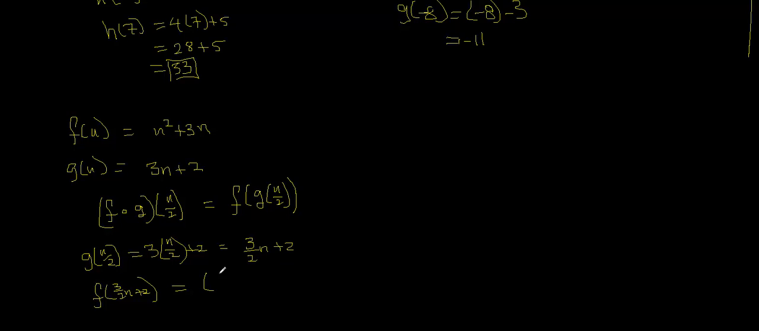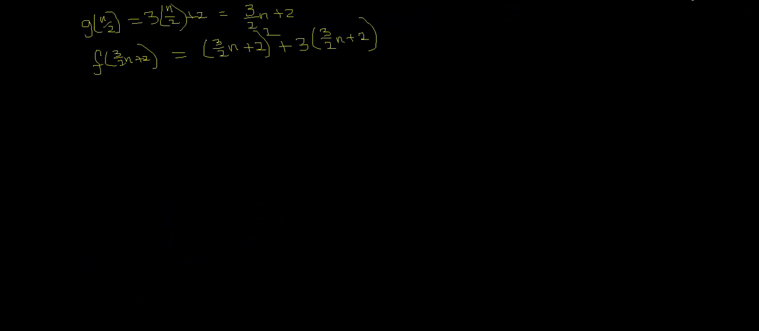So then we're going to get 3 over 2 n plus 2 squared, add another 3 times 3 over 2 n plus 2. And of course, we have to expand this a little bit. Let me make some space for that. If you notice right here, these two have something in common. So we can actually simplify before we multiply. Rather than squaring this, why don't we try a little factoring?